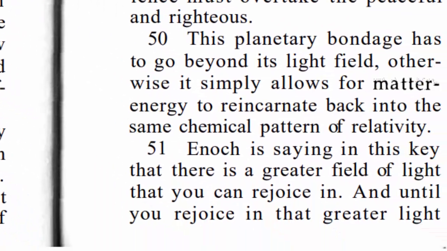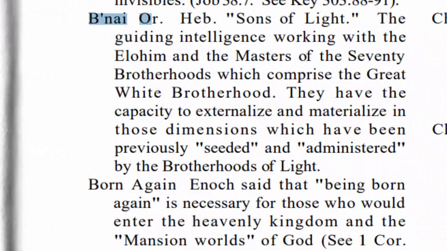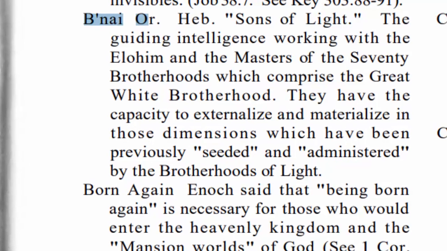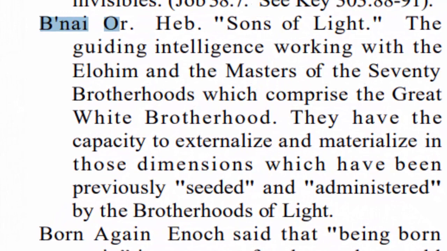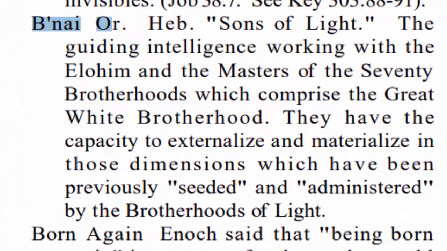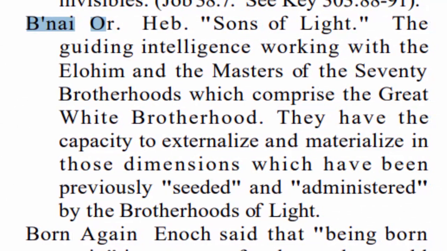I didn't mean for this to become a vocabulary class, but somebody is going to wonder what the Benai Or is. And there it is, you can read it. It's Hebrew for sons of light. Let me just read it. It says, the guiding intelligence working with the Elohim and the masters of the 70 brotherhoods, which comprise the Great White Brotherhood, they have the capacity to externalize and materialize in those dimensions which have been previously seeded and administered by the brotherhoods of light.